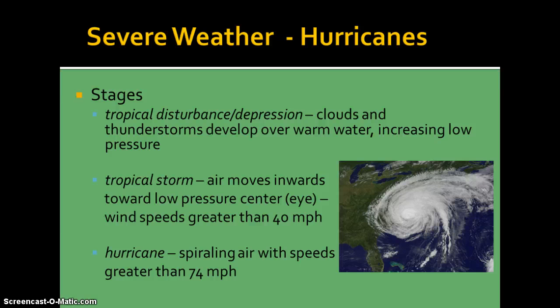We have about 7 lists of names. They alternate male and female names, and they go through the alphabet. Now, there have been years that we've gotten through the entire alphabet, so they start over with the Greek alphabet. So you would have, like, Hurricane Alpha, Beta, and so on.